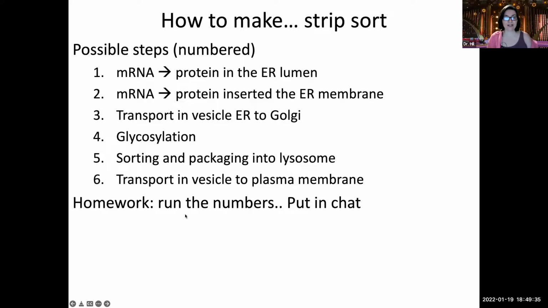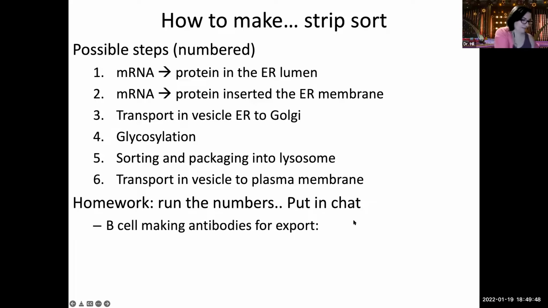So the first thing that I asked you to do for your homework was, which of these things in what order is required for B cells to make antibodies for export? Put your answer into the chat. And if you need a minute, I'll give you a minute. If you have no clue whatsoever, you can put a question mark, but give it a shot.